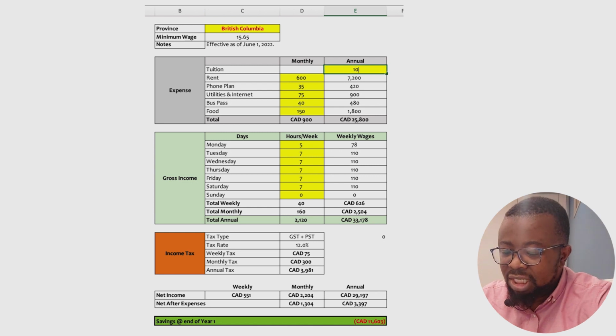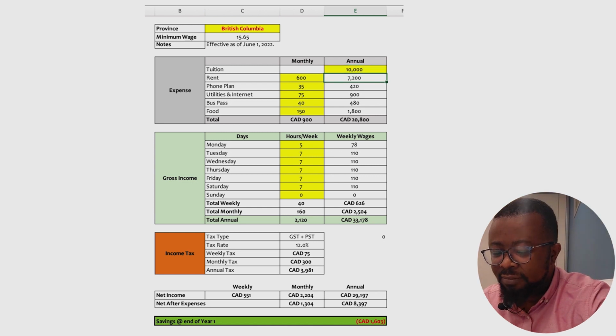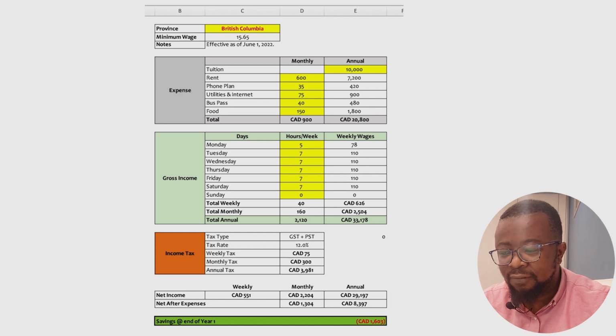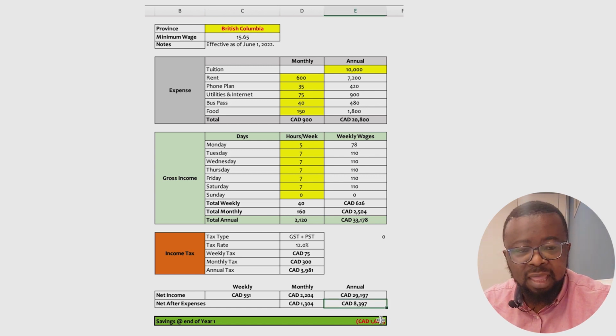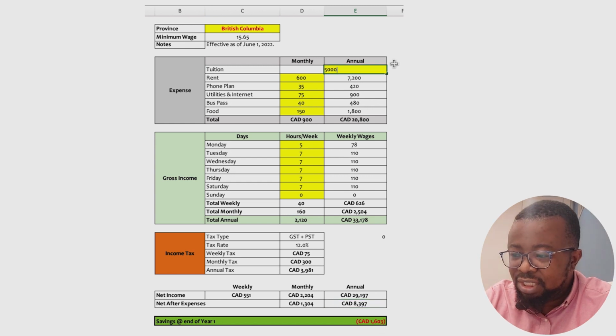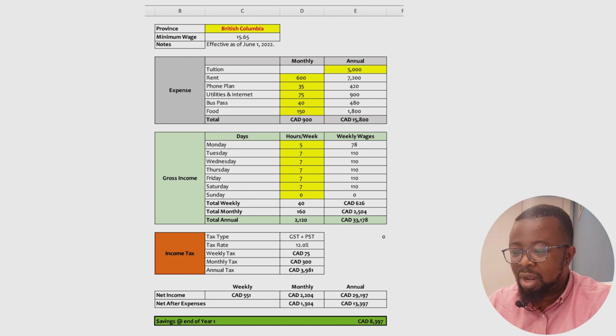Now, if we decide to change the tuition fee to $10,000 here, what happens? At the end of the year, the person is left with about $8,000. That means he can cut down on other expenses and be able to afford tuition, and he'll be down by $1,000. It's better to be down by $1,000 than to be down by $16,000 that we saw earlier. However, if the tuition fee is now $5,000, what happens?